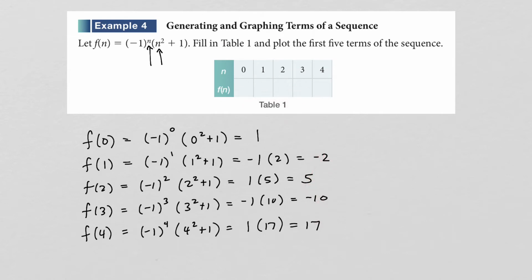So now we're just going to take these numbers right here, and we're going to write those in the table. And one thing you should notice about these numbers is they alternate back and forth between positive and negative, positive and negative. And that is precisely what this factor does to a sequence. In fact, -1 to the n is usually called the alternating factor.